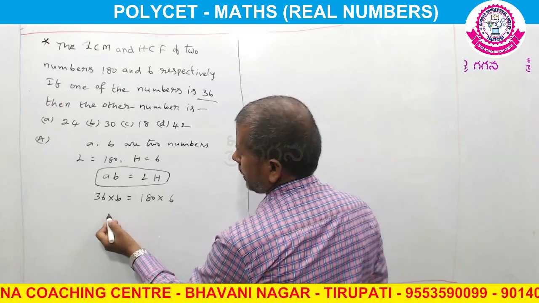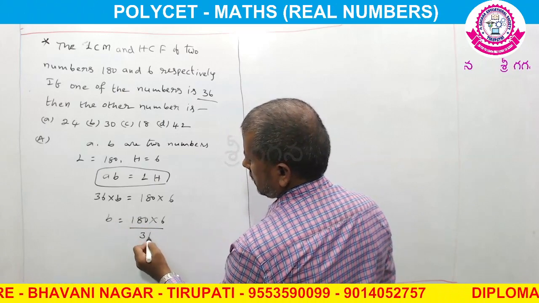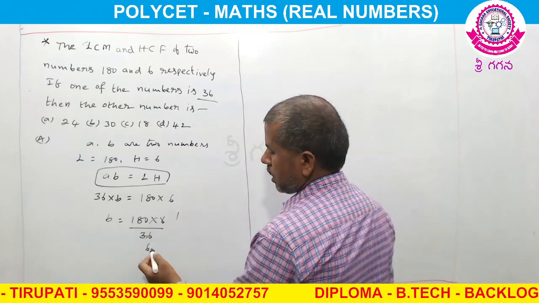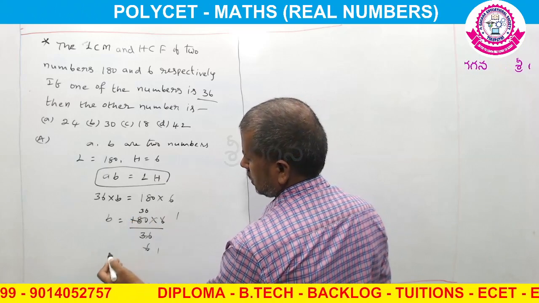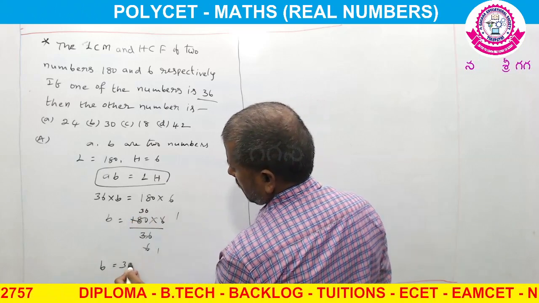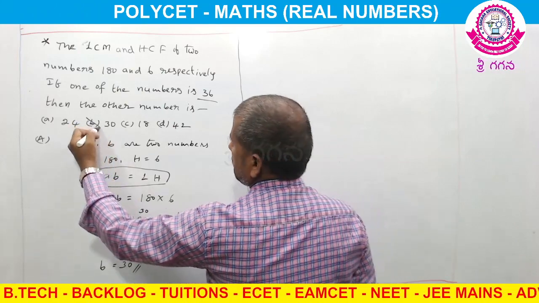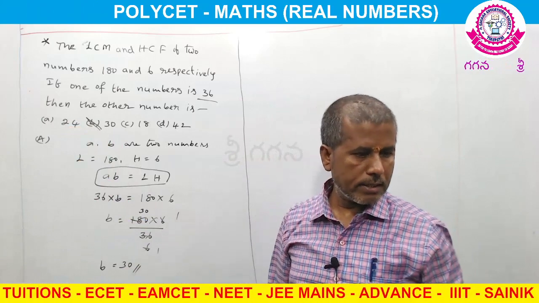So B equal to 180 into 6 by 36. Cancel: 6 ones are 6, 6 sixes are 36. After that, 6 threes are 18, 0. So B equal to 30, and B is the answer. Very important and a very easy problem.